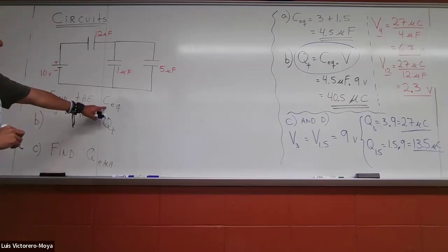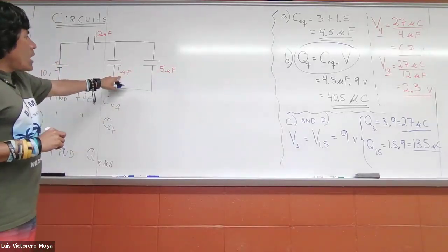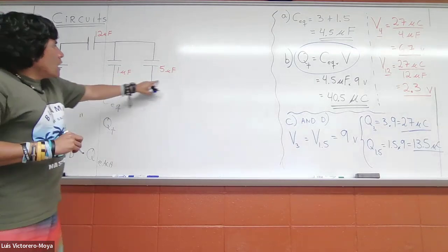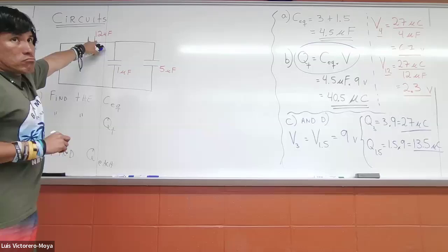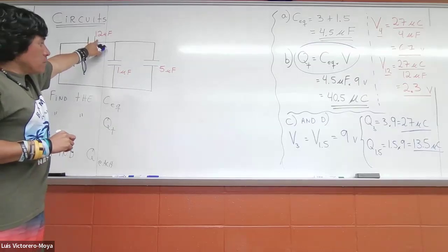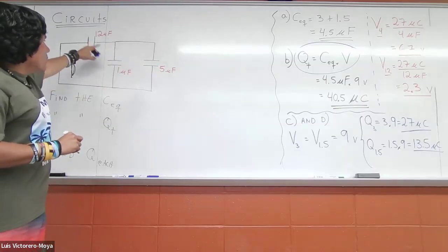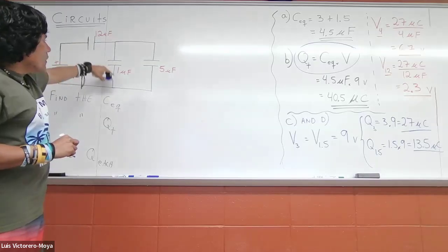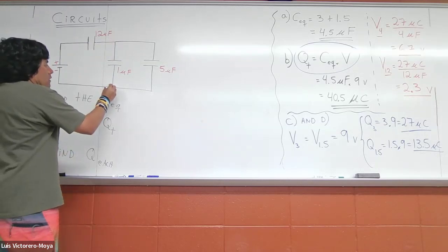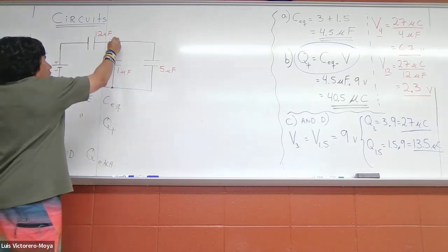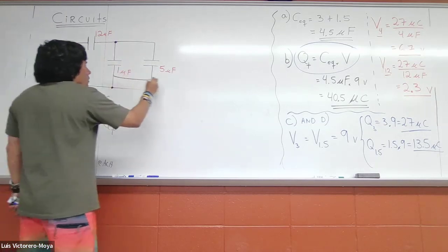To find the equivalent capacitance, 5 and 1 are in parallel, and they are combined in series with 12. All right? Clearly, right? Again, be careful with this, because there's what we call a junction here. So you cannot combine these two yet. You have to look at these two.